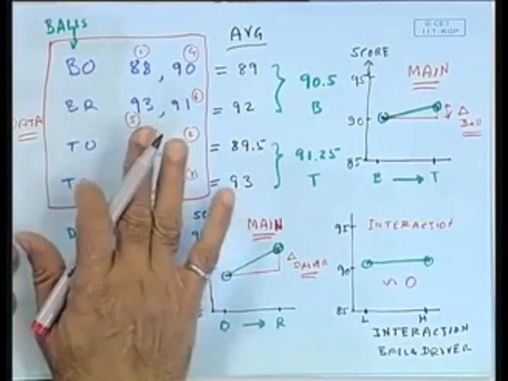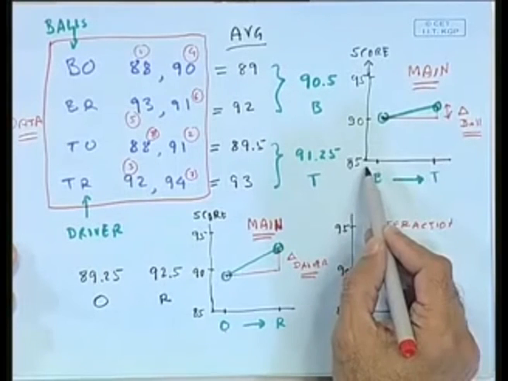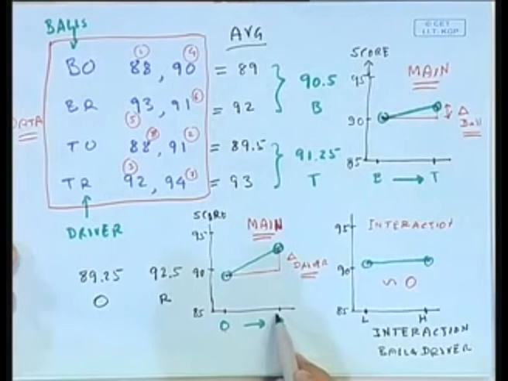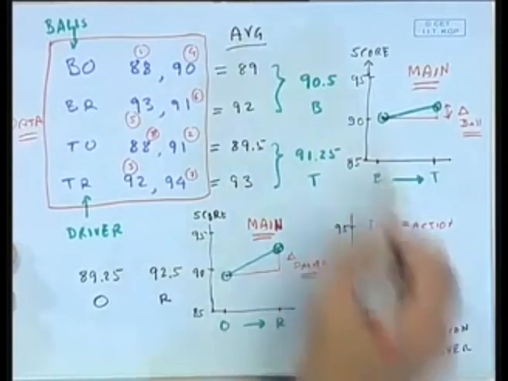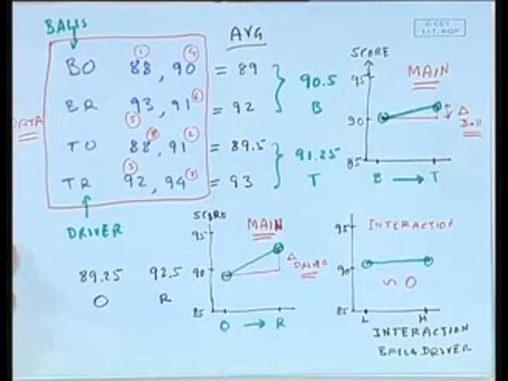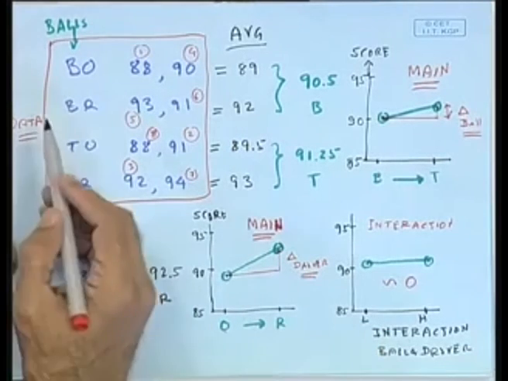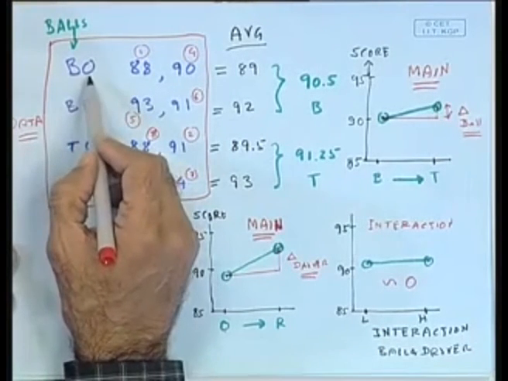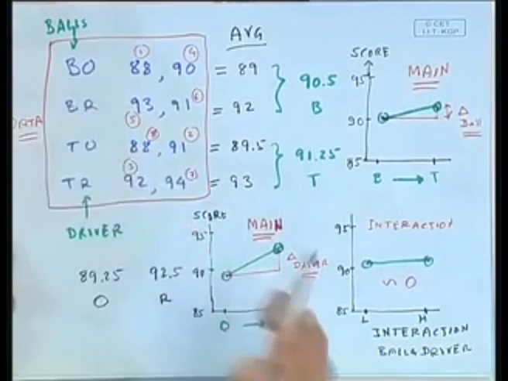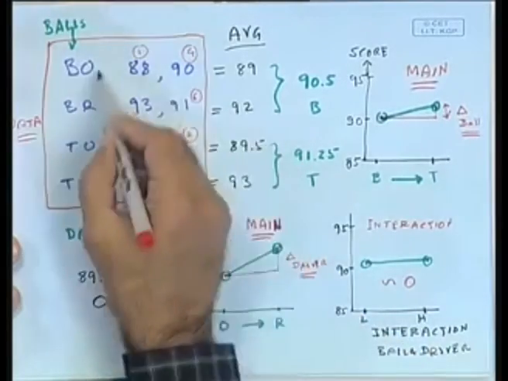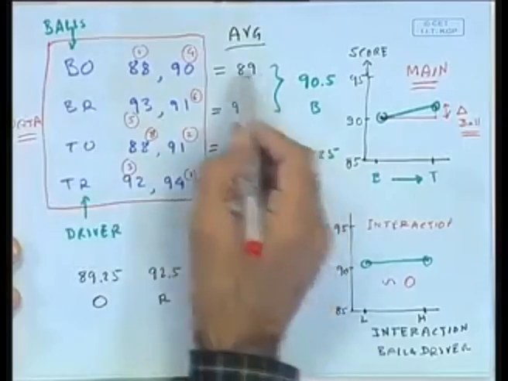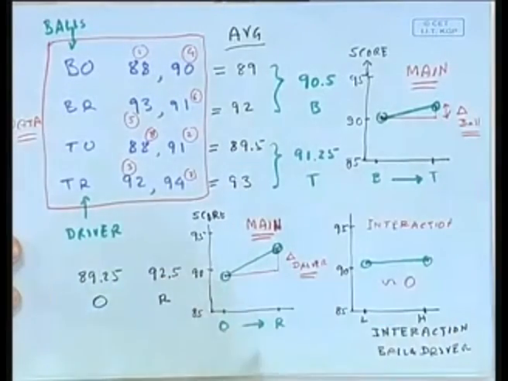That means if I was trying to reduce my golf score, I could manipulate this variable independent of what I do with this variable. I could bring this setting to B and I could bring this setting to O. So, if I were to minimize my score, I'd be best off playing with a ball of type B and using the club type O. In fact, you do see that the average scores are the lowest here. So this also verifies what we just concluded by looking at the graph.